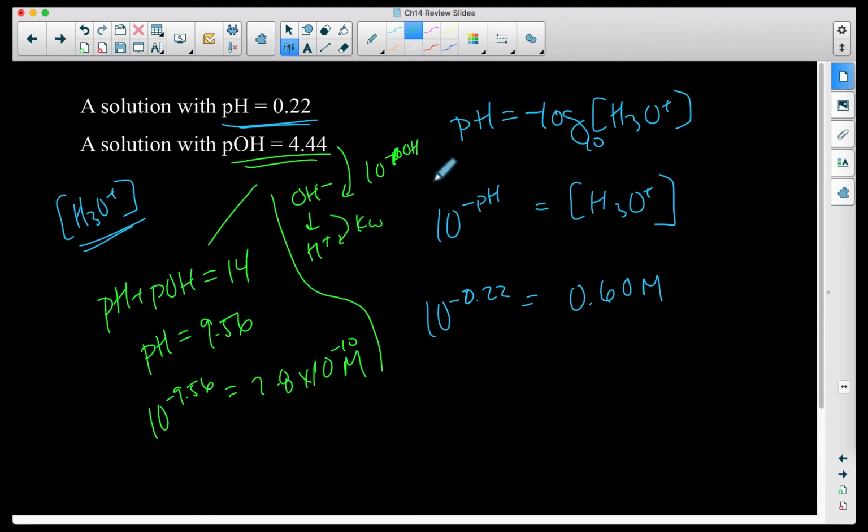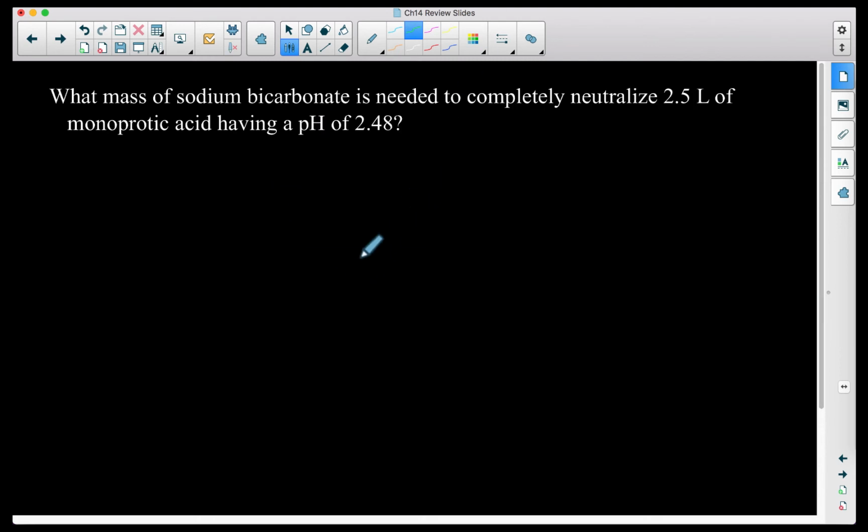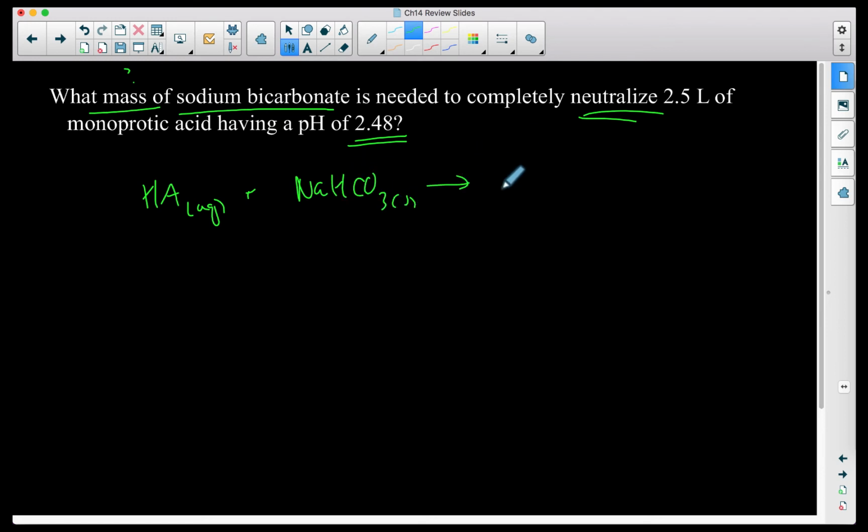Yes? All right. Next up, what mass of sodium bicarbonate, mass is my question, is needed to completely neutralize 2.5 liters of monoprotic acid having a pH of 2.48? So, this is a reaction, so let's write a reaction. I know I have HA, and I know that I'm going to react that with some sodium bicarbonate. And I know that that's going to give me a salt, and it's going to give me water, and it's going to give me CO2. And we would go back and balance, and indeed it is balanced, right?